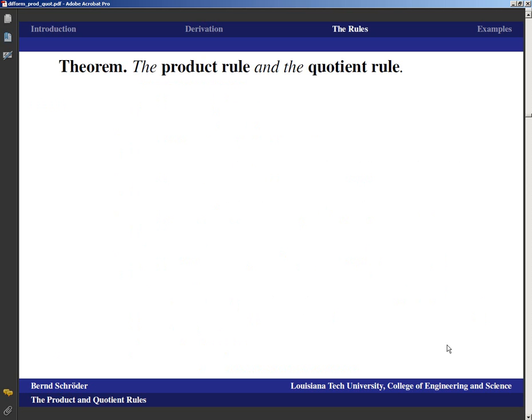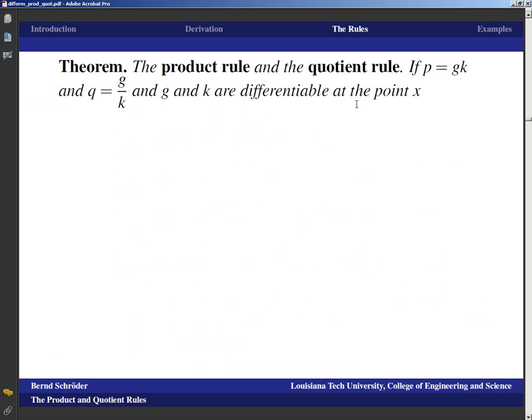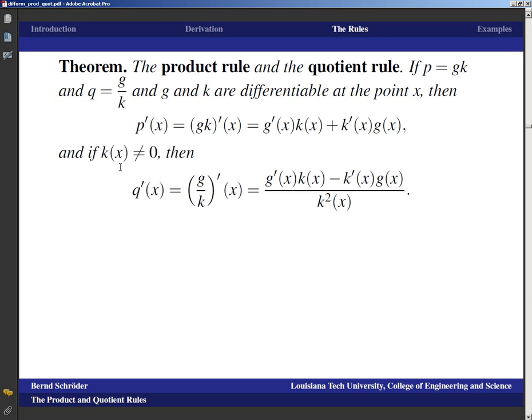The theorem is about the product and the quotient rules. If you've got a product P equals g times k and a quotient Q equals g over k, where g and k are differentiable at the point x, then the derivative of the product is g prime times k plus k prime times g. And if k of x is not equal to 0, then the derivative of the quotient is g prime times k minus k prime times g, divided by k squared.